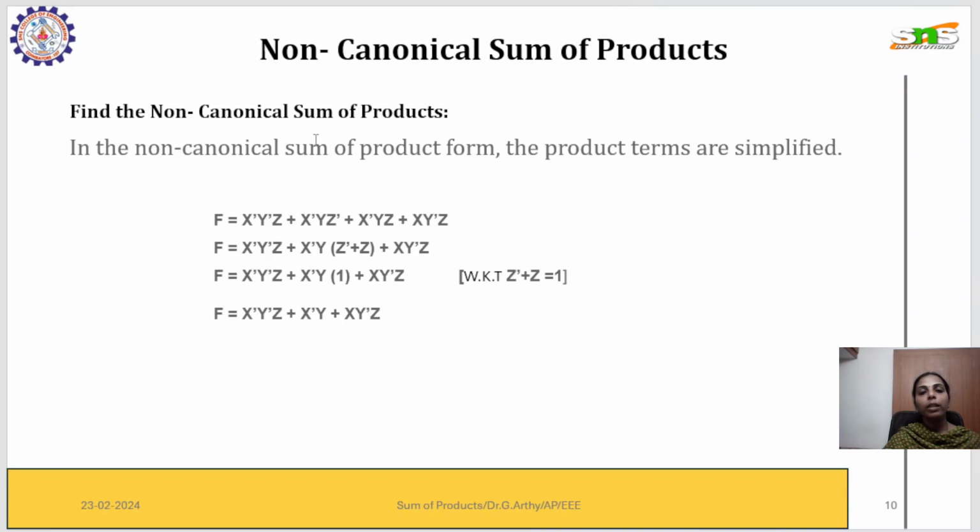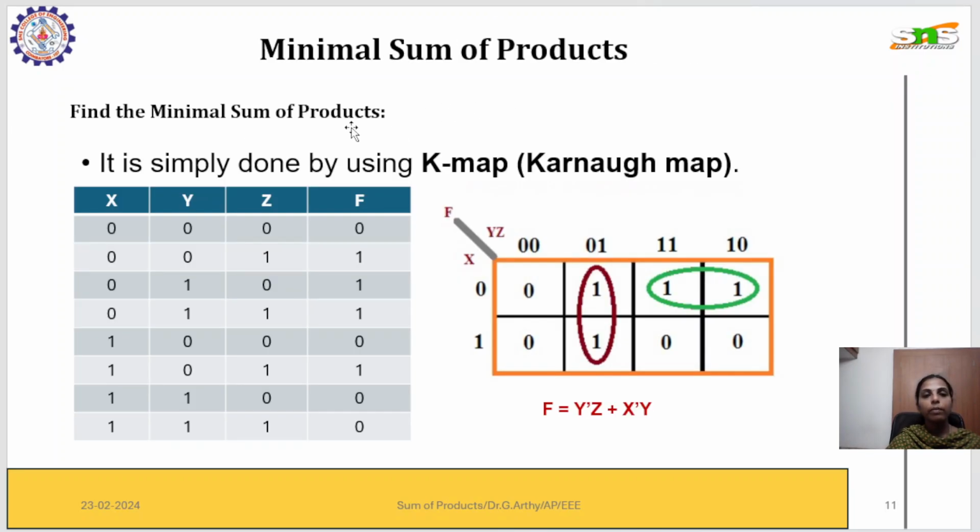Now we have found the canonical sum of products. If we want to find the non-canonical sum of products, we have to simplify it. After simplification, I've used certain Boolean laws. If you see here, the second min term does not contain the variable z. If all the min terms contain all the functional variables, then only it is known as canonical form. So here this term is missing z, and so this is a non-canonical form of sum of products.